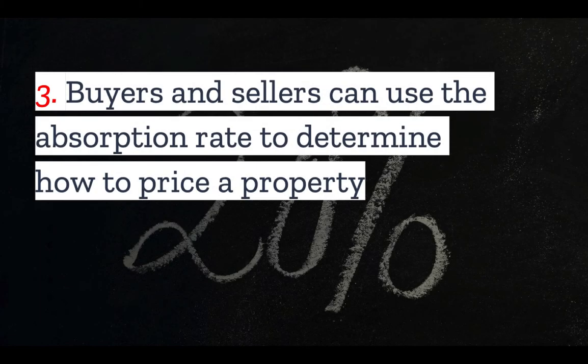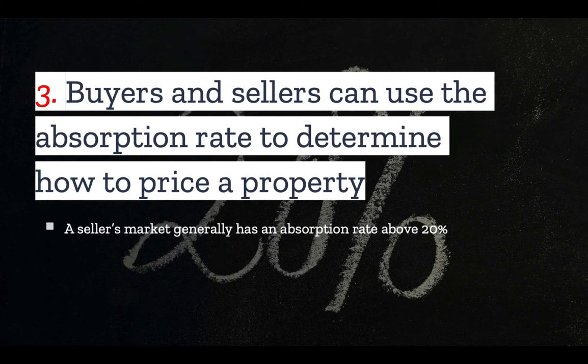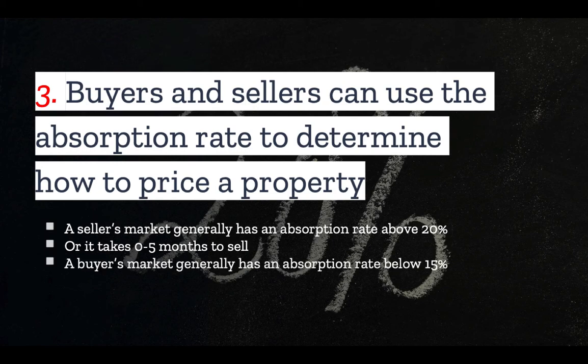Number 3. Buyers and sellers can use the absorption rate to determine who the market favors. For example, a seller's market generally has an absorption rate above 20%. Meaning that a good chunk of all listed properties will sell in any given month. Or to flip the calculation, a seller's market is a market where it generally takes 0 to 5 months to sell a property. Alternatively, a buyer's market has an absorption rate below 15% and is a market where it usually takes over 6 months to sell a property.